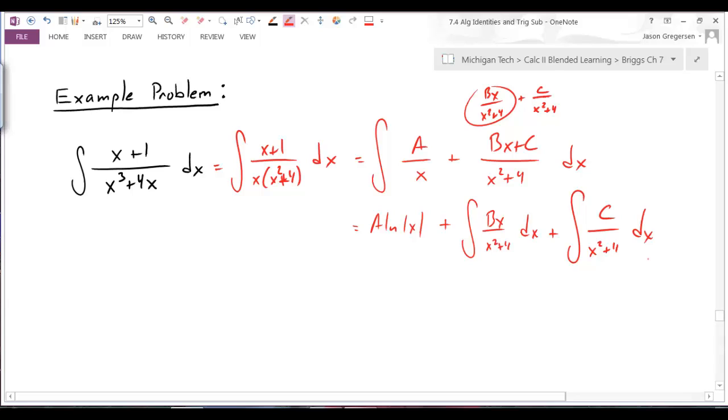And then I would do a U-Substitution on this one, and I would do a Trig Substitution on this one. And I go through the process, and it's a pretty long process. Questions?